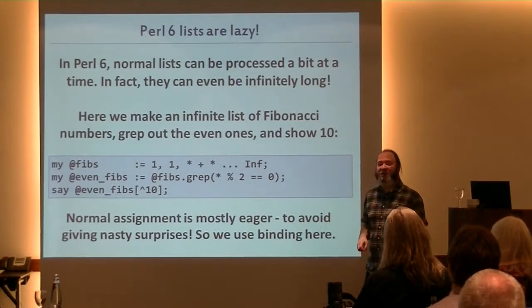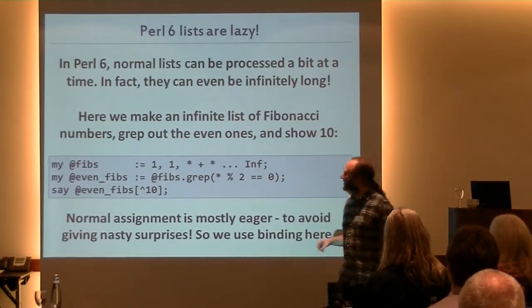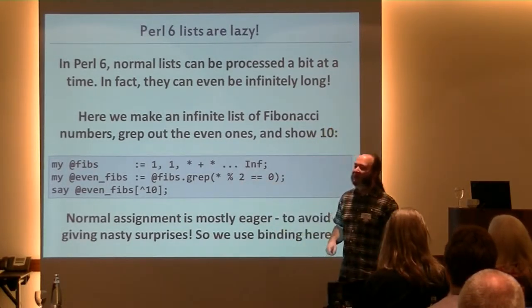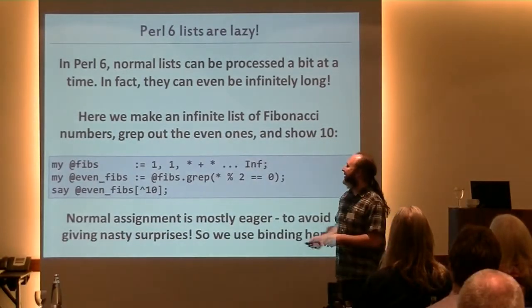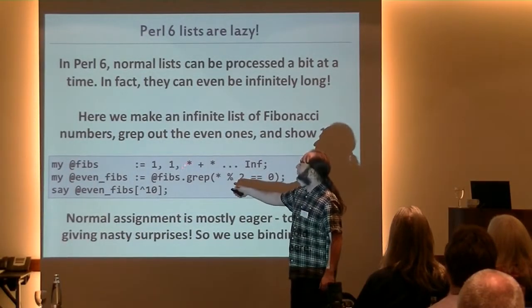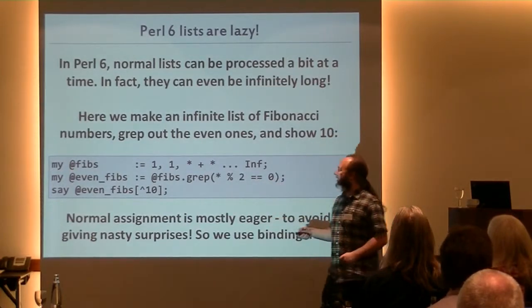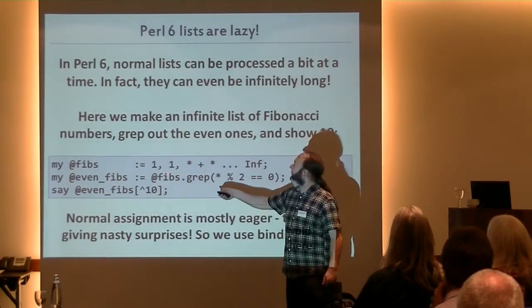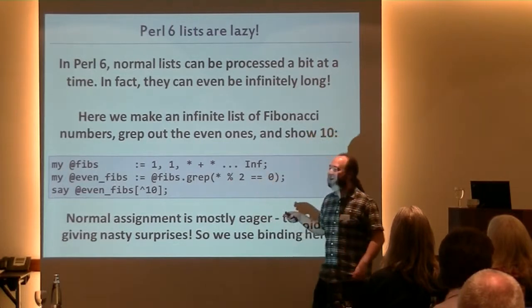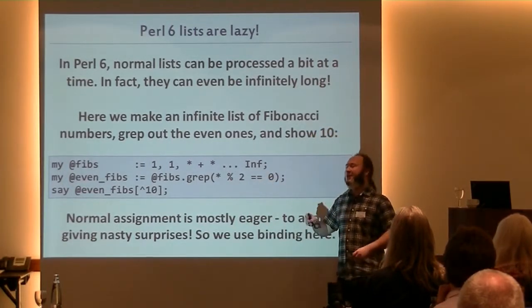Here are the Fibonacci numbers. What are the Fibonacci numbers? It's the numbers starting with 1, and then we have another 1, and then the next number is obtained by adding the previous two. That is 1 and 1, which gets us 2. The next number is got by adding 1 and 2, which gets us 3. 2 and 3 is 5. 3 and 5 is 8.